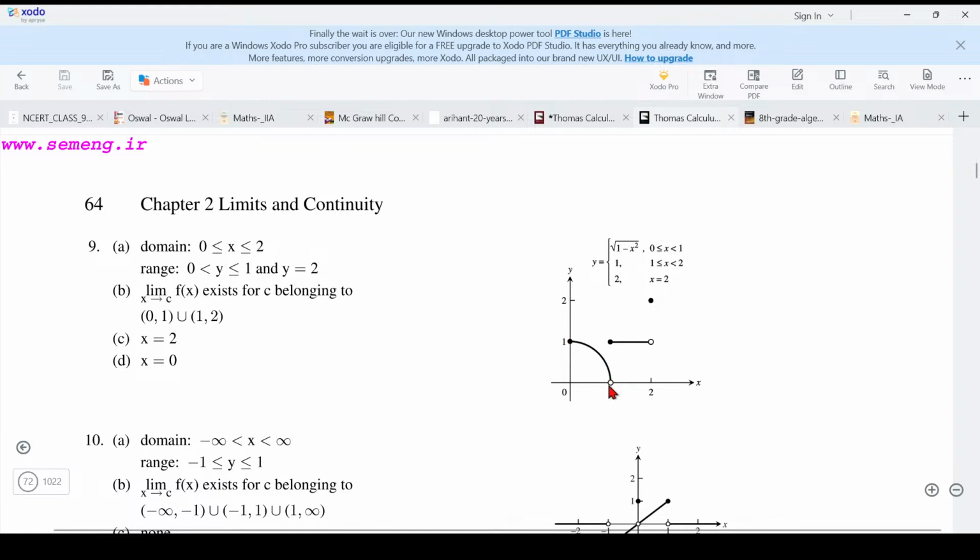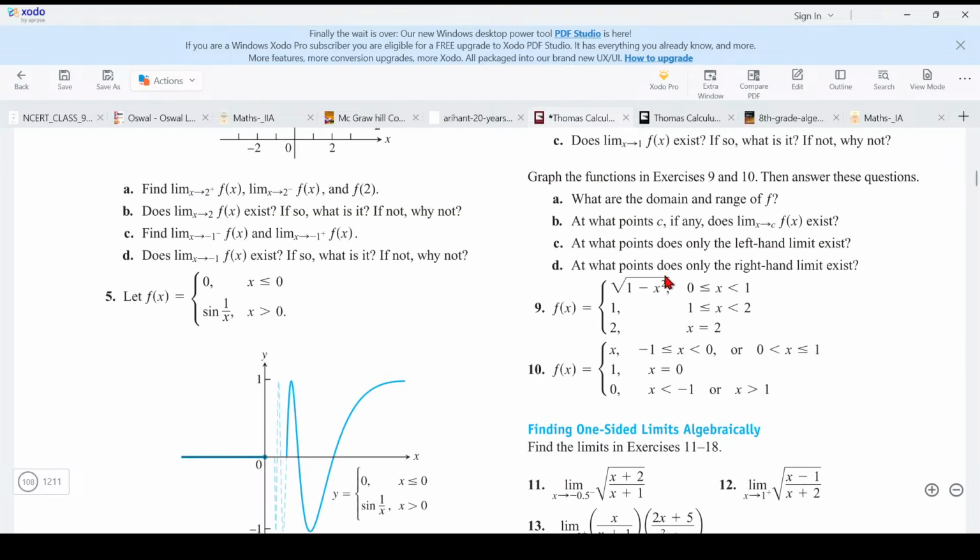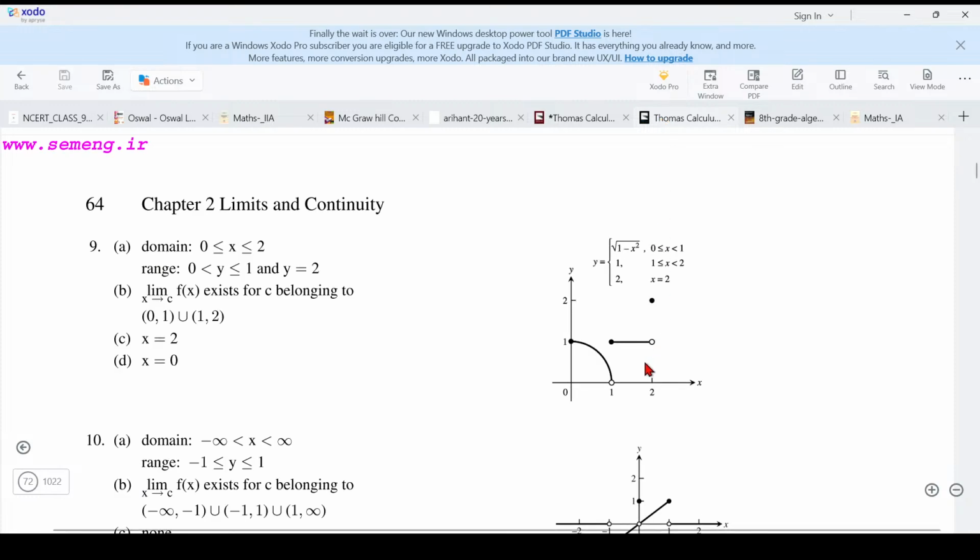So this is this part. One is this line for x less than one, and two is this point. The graph of the function is this. Now, what is the question? The question is: what is the domain and range, at what points does the limit exist, at what points only the left-hand limit exists, and at what points only the right-hand limit exists? First, what is the domain and range?